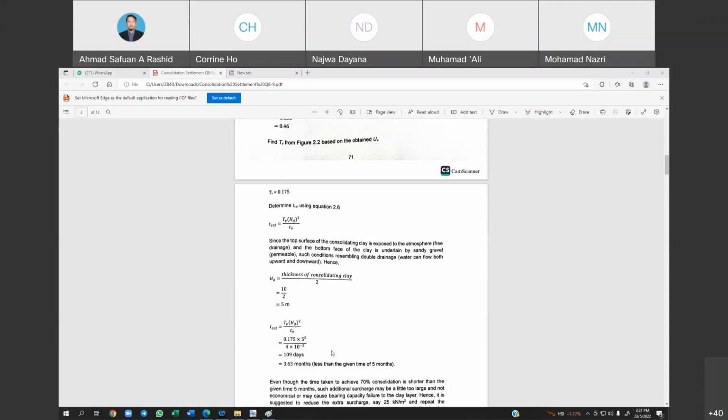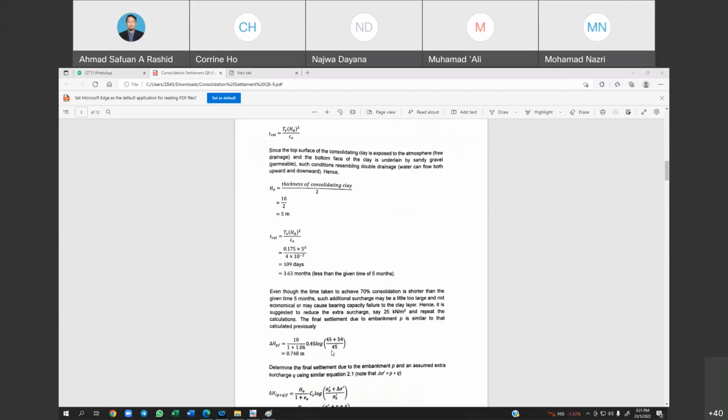So then the time calculation is equal to 3.63 month, which is less than the given time of 5 month. So even though the time taken to achieve 70 percent consolidation is shorter than the given time of 5 month, such additional surcharge may be a little large, and not economical, and may cause bearing capacity failure to the clay layer. Hence, it is suggested to reduce the extra surcharge, say 25 kilonewton, and repeat the calculation.